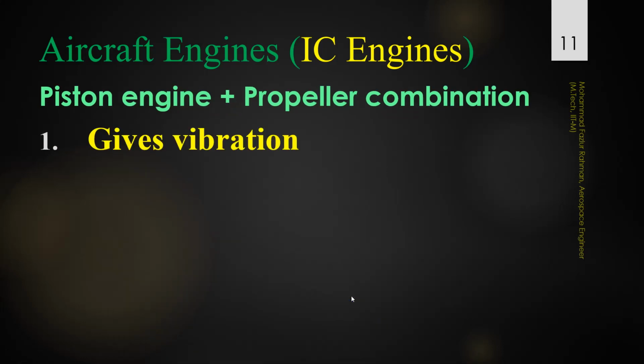Now this engine has some problems, like it gives vibration. Why vibration? Because the piston moves to and fro. The piston has to start from rest and accelerate to high speed, then start decelerating and stop, then go in the backward direction, again accelerate and then stop. So this to and fro motion gives a vibration. It is also noisy, because to and fro motion is a noisy operation.